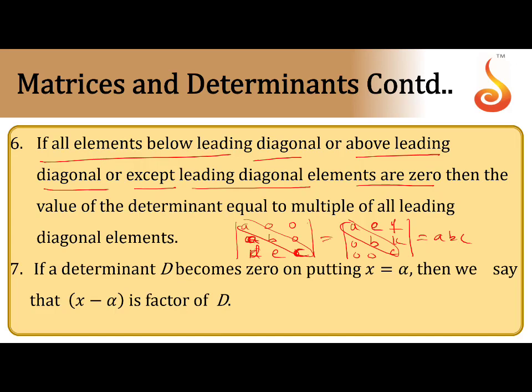Next, if the determinant D becomes 0 on putting x equal to alpha, then we say that x minus alpha is a factor of D. So that means the determinant D becomes 0 on putting x equal to something. If there is a variable present in the determinant, if you put x equal to alpha and the value of determinant is 0, then x minus alpha is a factor of the given determinant. I hope this is clear.